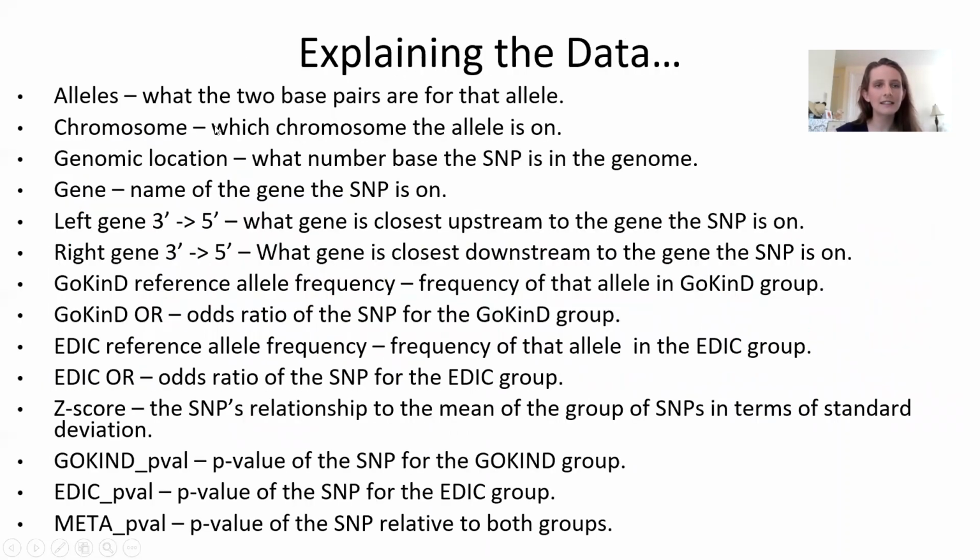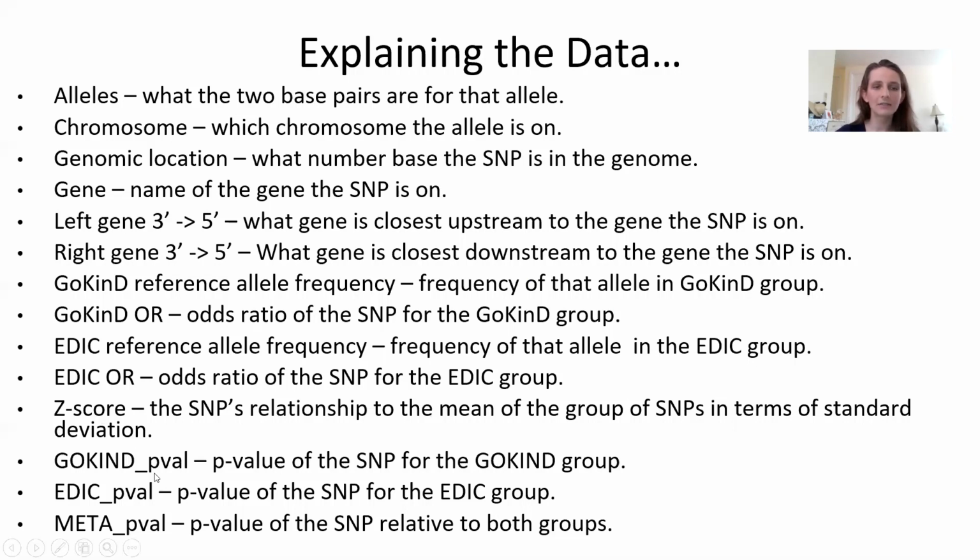The alleles tells what two base pairs are for that allele. The chromosome is which number chromosome in the genome the allele is on. The genomic location is the base the SNP is in the genome, what number base it's on. The gene is the name of the gene the SNP is on, and left gene 3' to 5' tells which gene is closest upstream of the gene the SNP is on, and right gene 3' to 5' tells what gene is closest downstream to the gene the SNP is on.